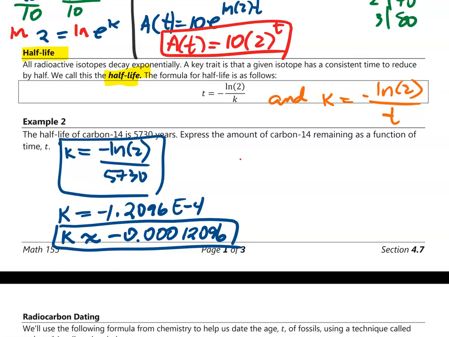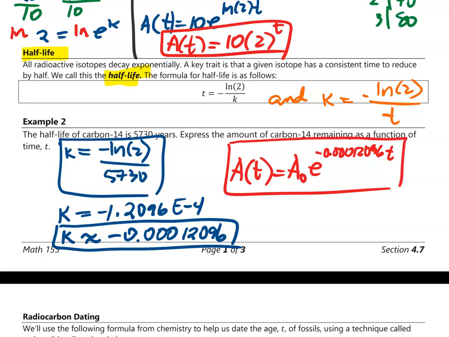So now we can write our equation. A of t is equal to a sub 0 e to the power of negative 0.000120996 t. That is the amount of carbon-14. Okay, that's it.